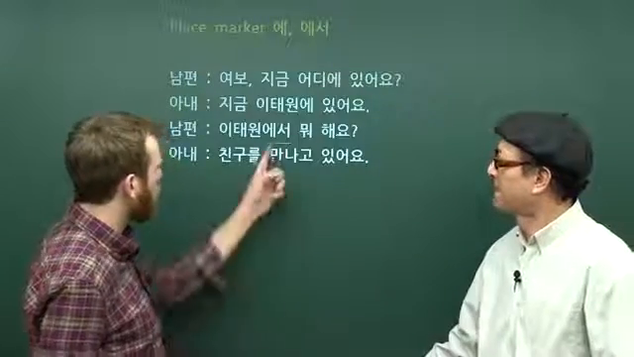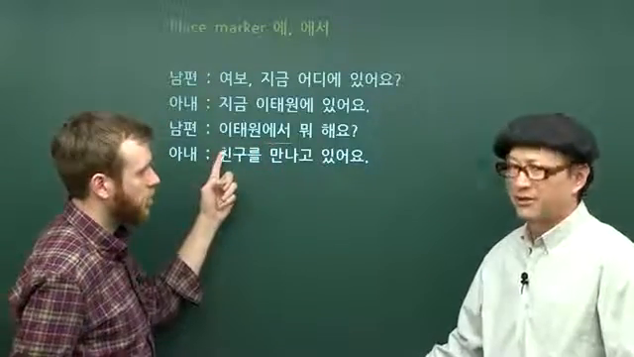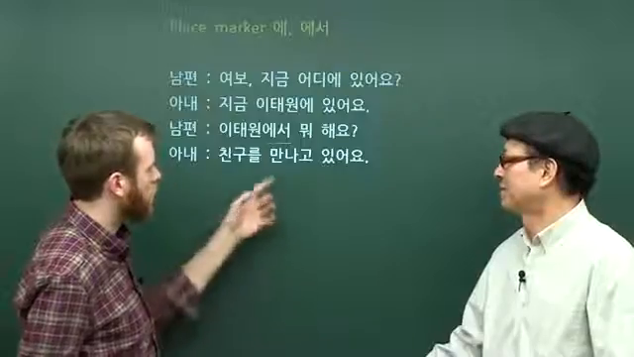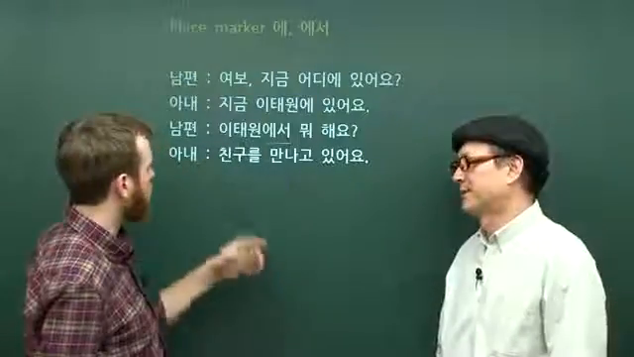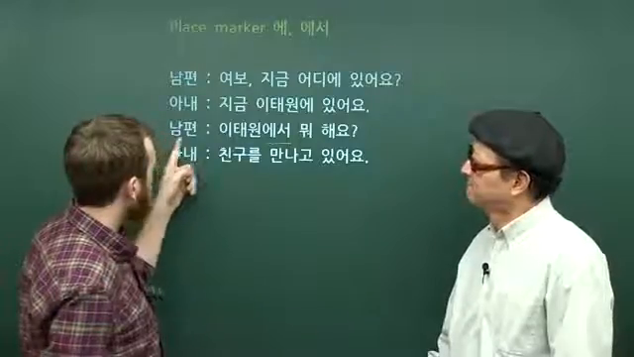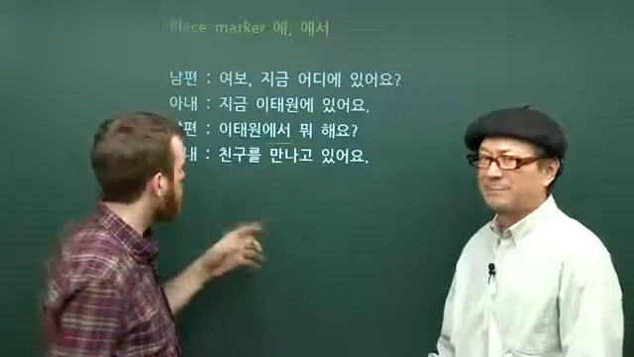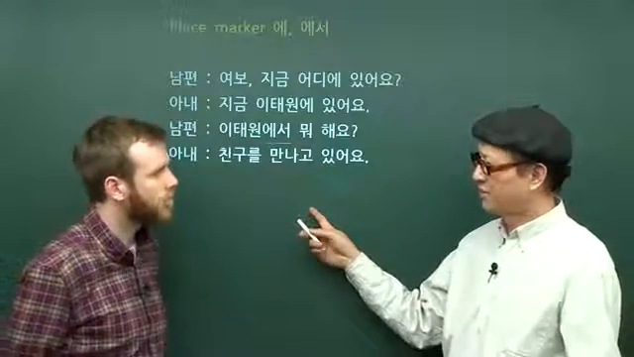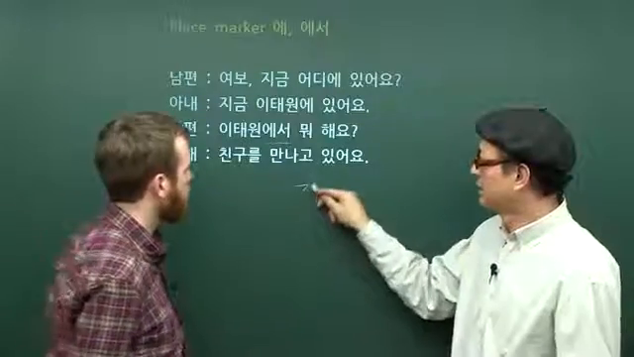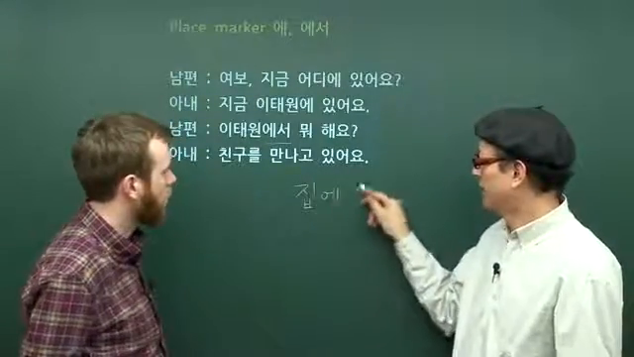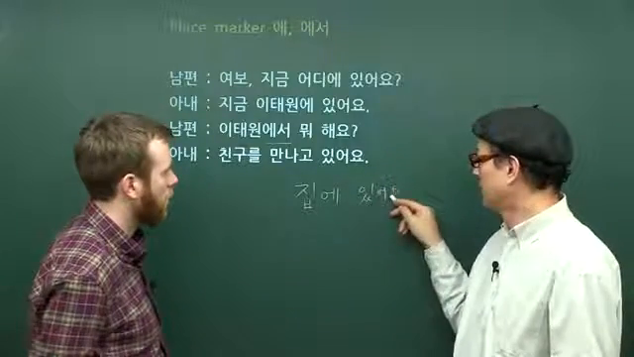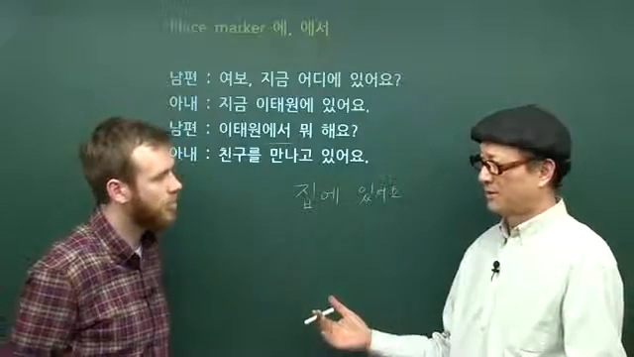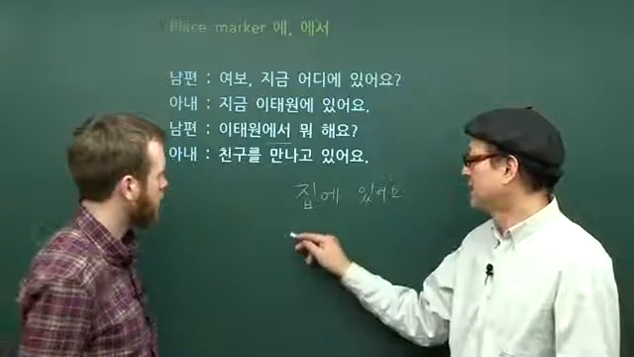So 에서, this indicates maybe the place of the action. So rather than just a simple question about where something is, I want to know the action that's taking place there. So in this case, the husband is asking, what are you doing in Itaewon? Right? So 이태원에서 뭐 해요? 그래서 where are you? 그러면 I'm home. 집에 있어요. I'm at home. 근데 what are you doing at home? What are you doing now?